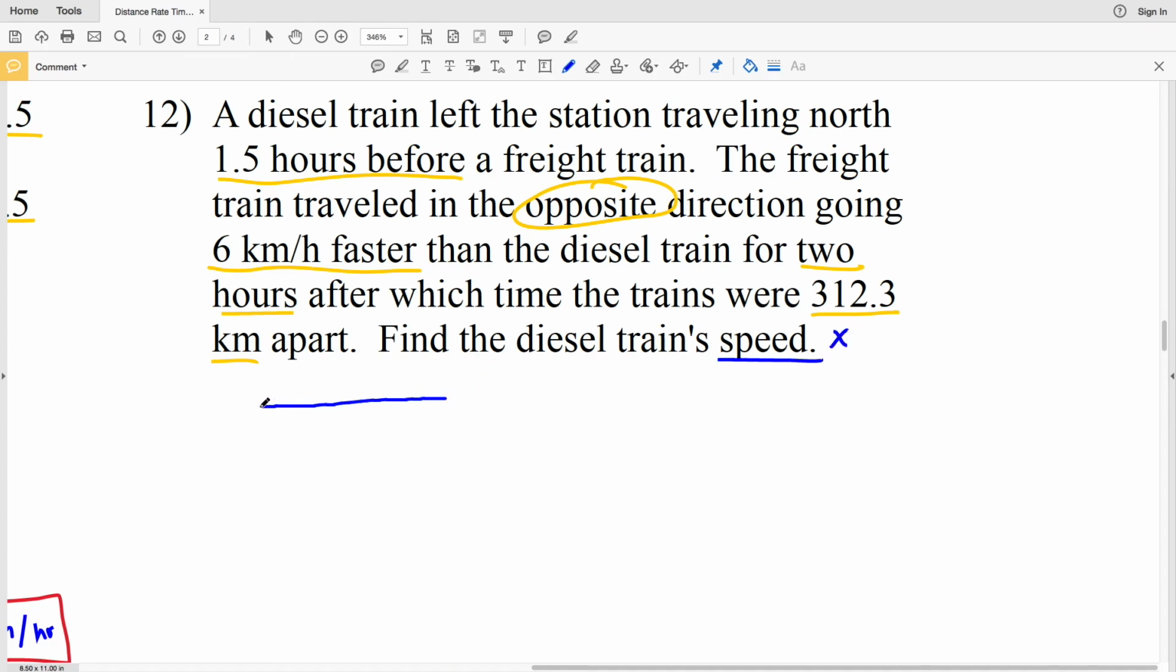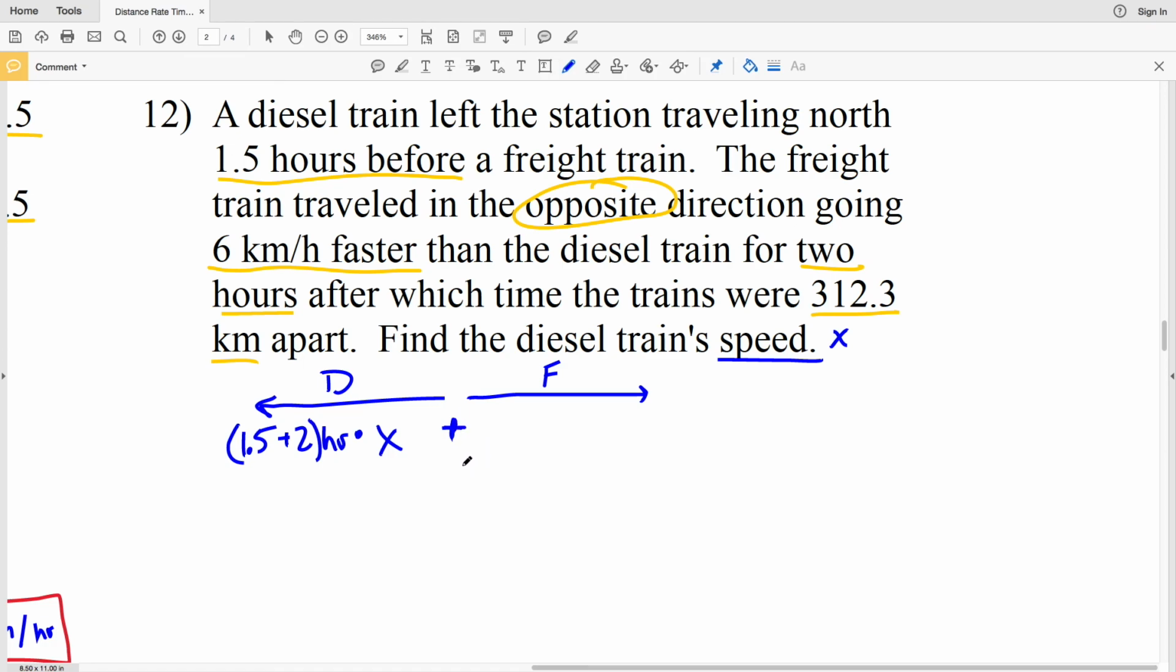So we have the diesel train traveling north and the freight train traveling in the opposite direction, which would be south. The diesel train left the station 1.5 hours before the freight train, and the freight train traveled a total of 2 hours. So the diesel train traveled 1.5 hours plus 2 hours. And we're going to multiply that by the diesel train's speed to calculate the distance. And that speed is our unknown variable x.